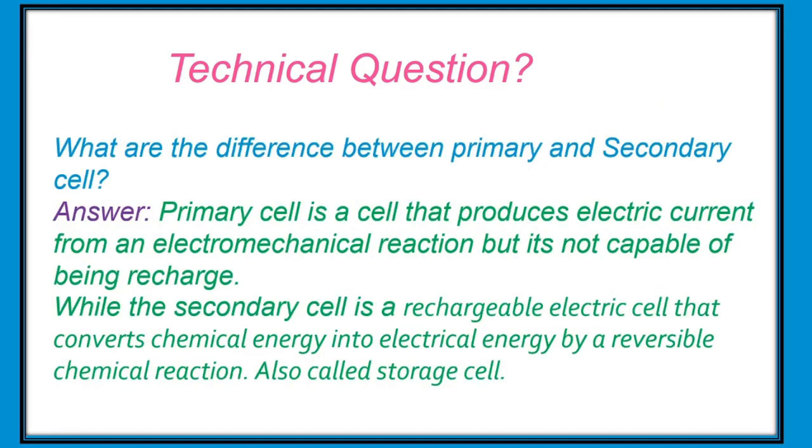What is the difference between primary and secondary cell? Answer. A primary cell is a cell that produces electric current from an electrochemical reaction, but is not capable of being recharged. While the secondary cell is a rechargeable electrical cell that converts chemical energy into electrical energy by a reversible chemical reaction, also called a storage cell.